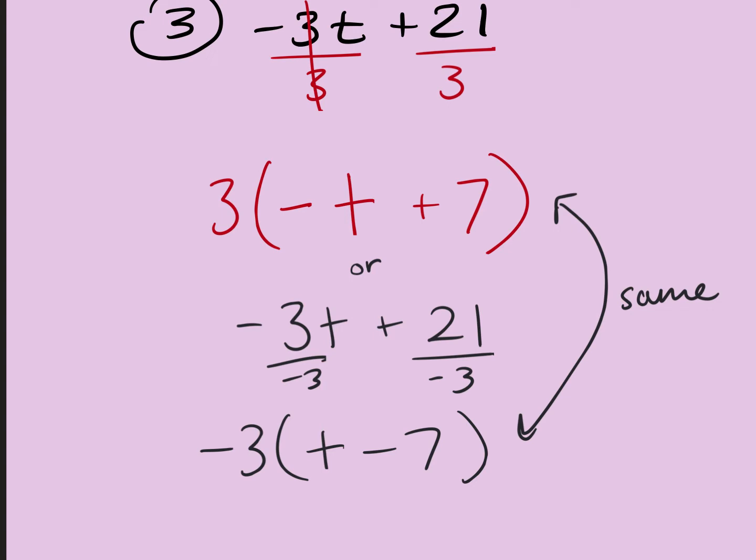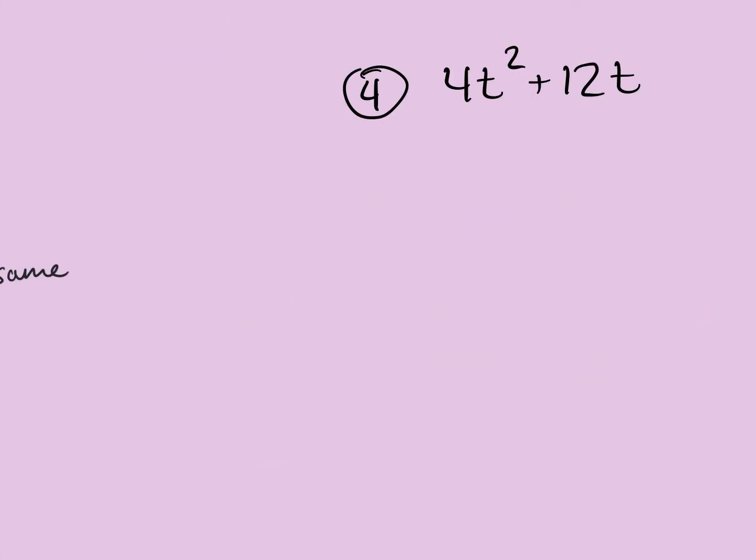Here it doesn't matter, but when we have trinomials, we would want it to be positive to start. So whatever our first term is, we want that to be positive. So usually if you have a negative in front, you'd want to take out the negative. But either way works here. I have 4t squared plus 12t.